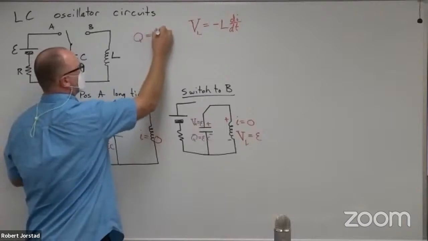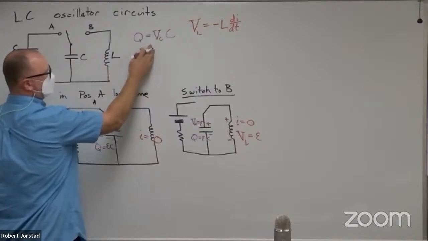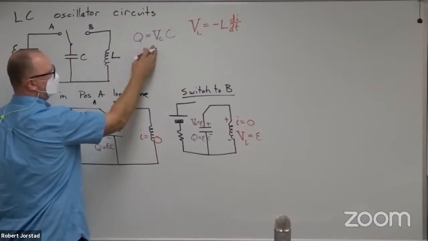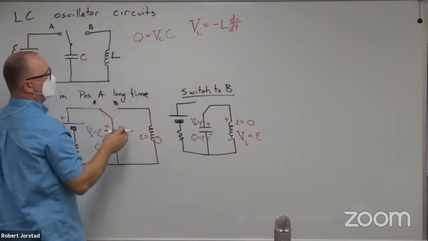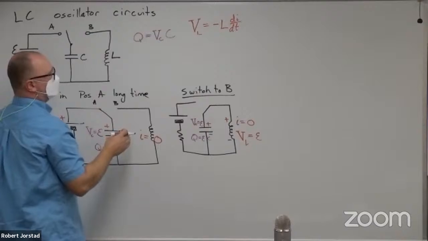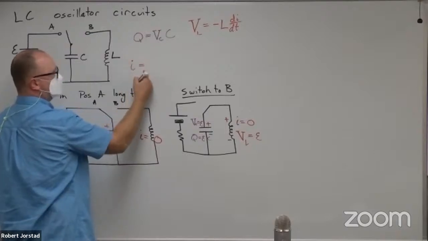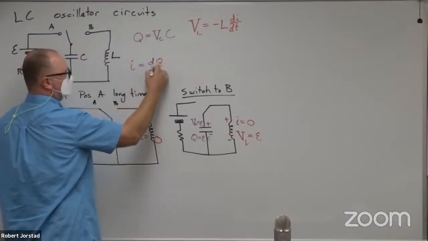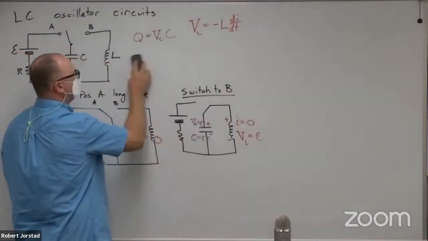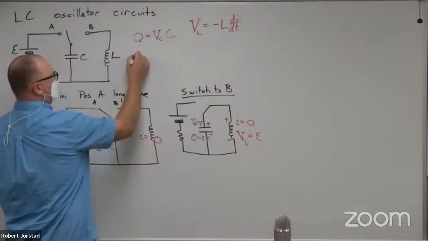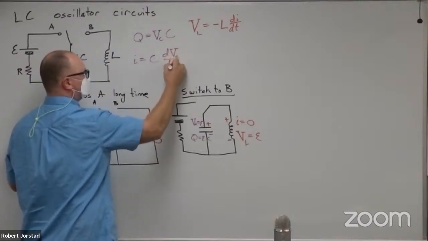Q was equal to voltage across the capacitor times C. How does this relate to current? Do you remember? How do we get from Q to current? We're going to use that all day today. You remember the definition of current in terms of charge? dq dt, right? So I'm going to write this down that way. Do you agree that I should equal C times dV dt? Do you remember we wrote this last time?